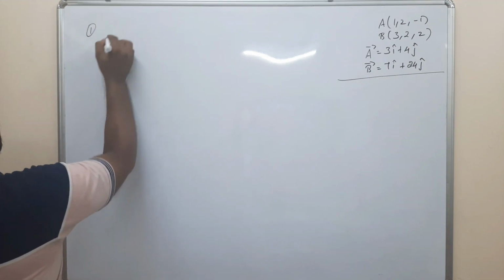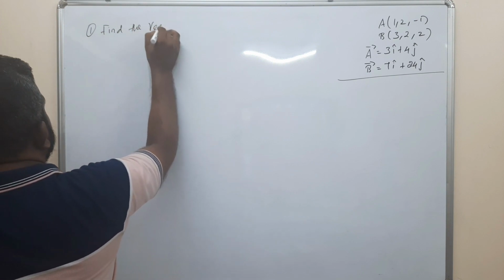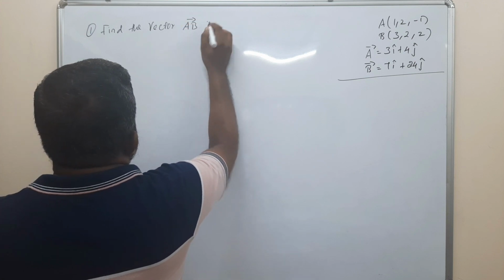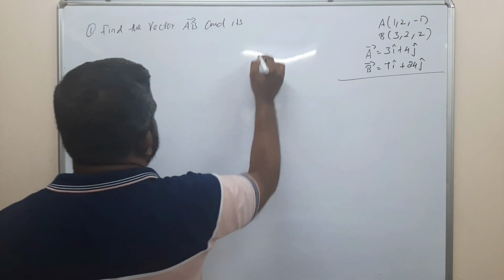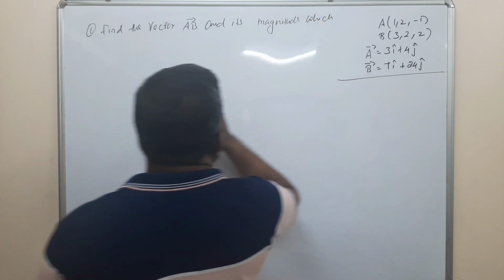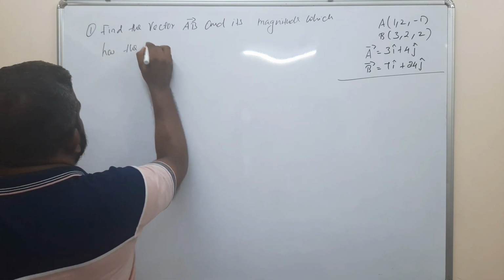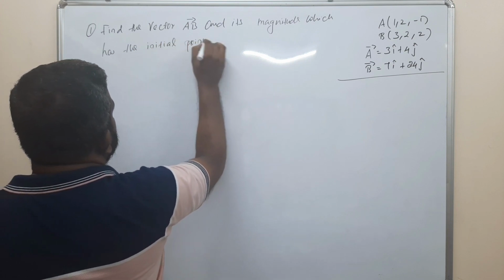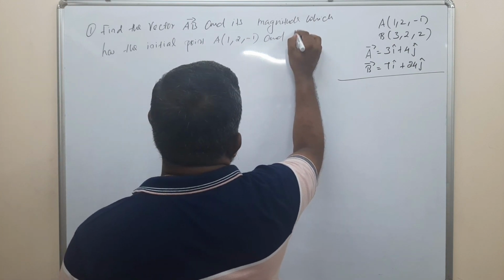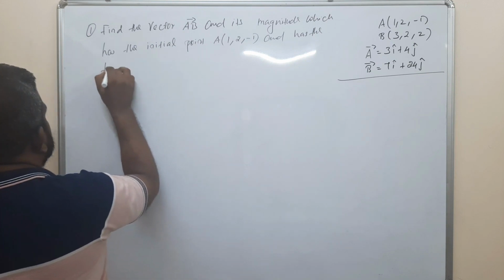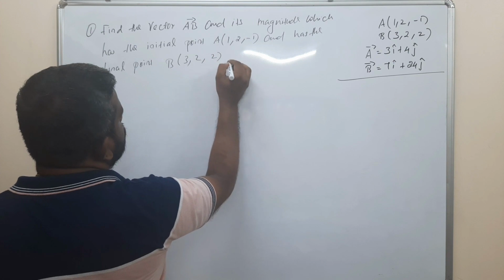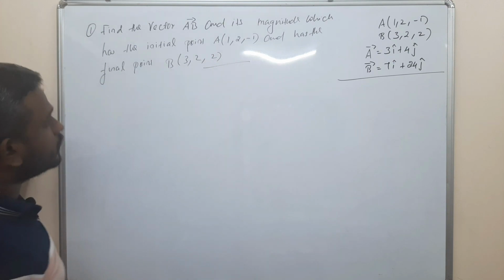So first question, find the vector AB and its magnitude, which has the initial point A of (1, 2, -1) and has the final point that is B of (3, 2, 2). Okay, so solution.